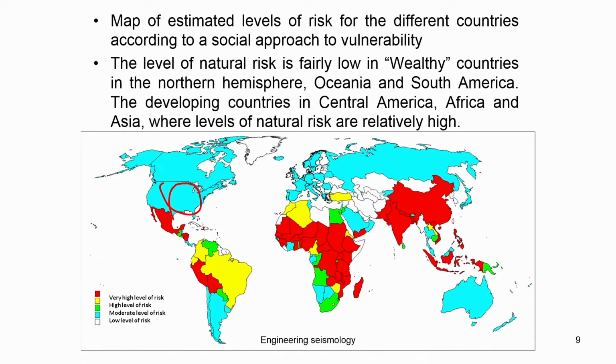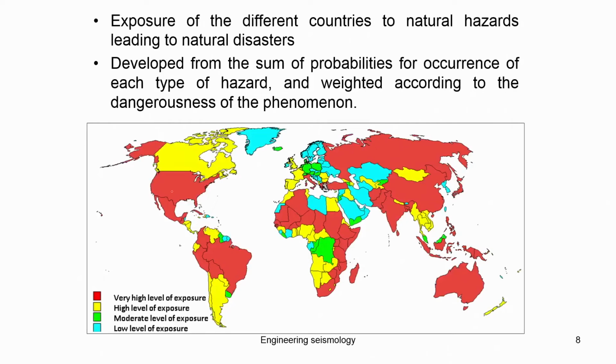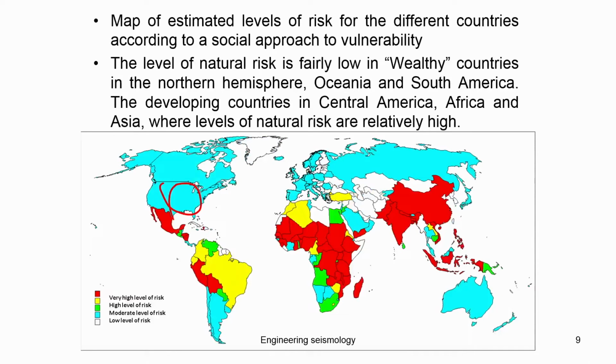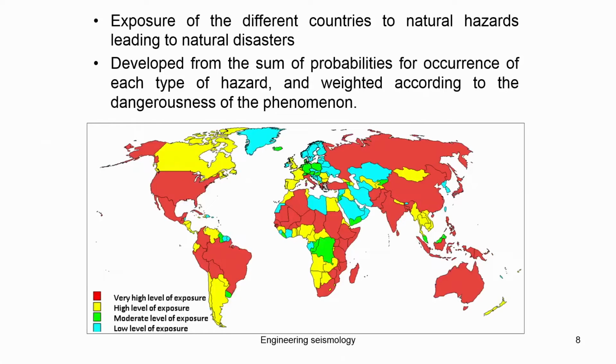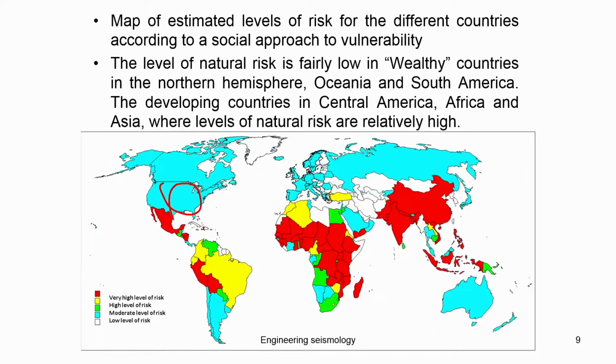You can see that in the previous slide it was completely red, a high level of exposure for any kind of disaster, but it is a moderate to low level of risk. So, exposure is very high, but the risk is moderate and low. But if you look at Asia, the exposure is also very high, and the risk is also very high. There are several reasons for that.